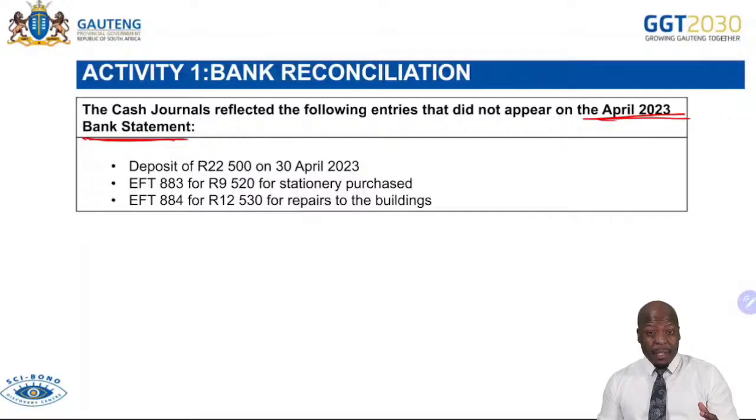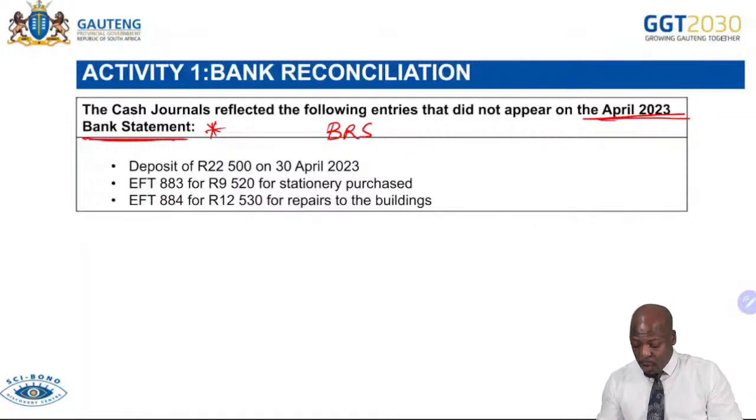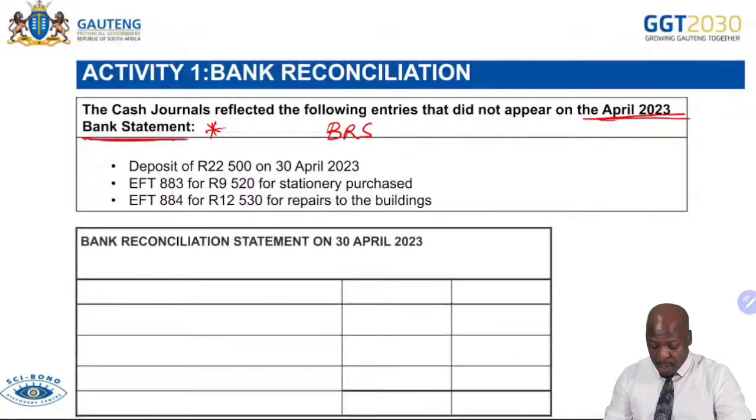So once there are items that did not appear on the bank statement, we need to record those ones. Remember, if it is not on the bank statement, therefore we are going to record these in the BRS. Okay, let's see how we would have recorded these ones.